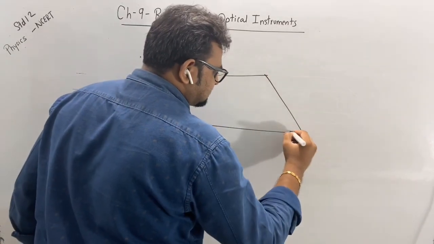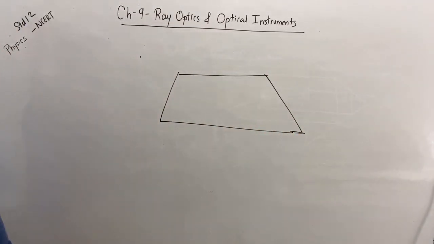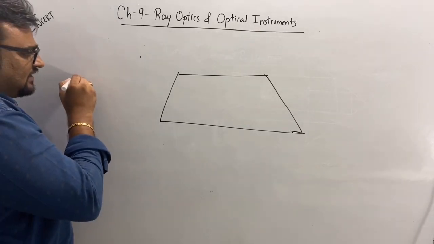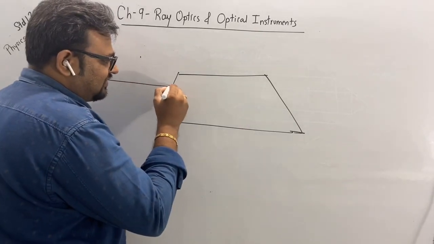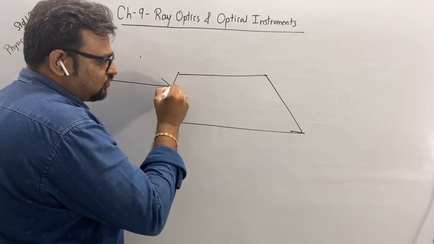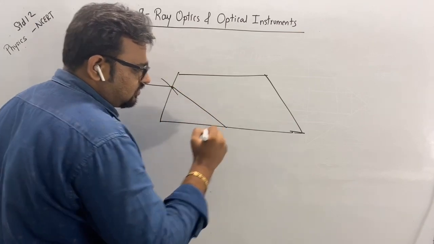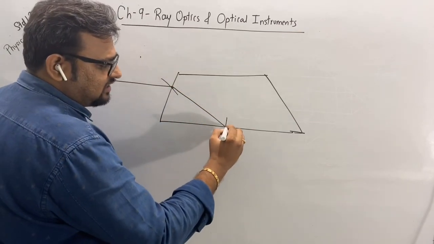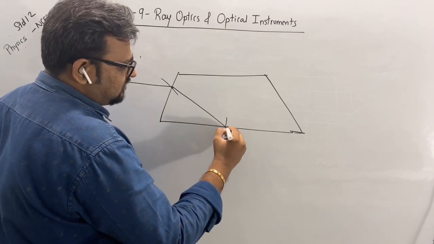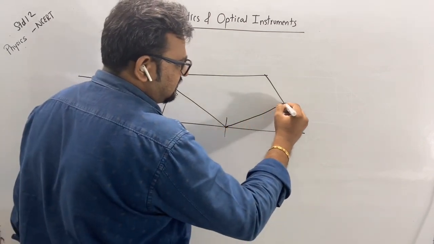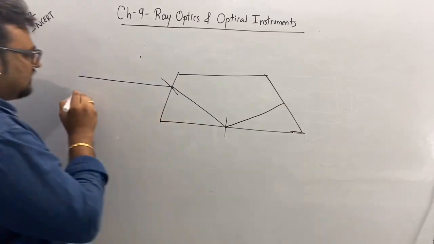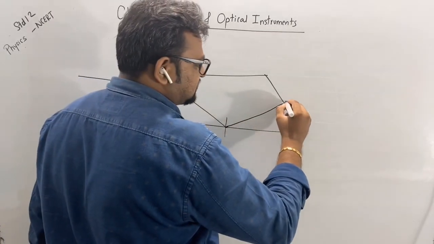Okay, if I take a glass having a shape in this way, see, then what will happen? When the ray of light is entering here, what will happen? This is the normal, so it bends towards the normal. Okay, the angle is greater than the critical angle, so it will move in this way.